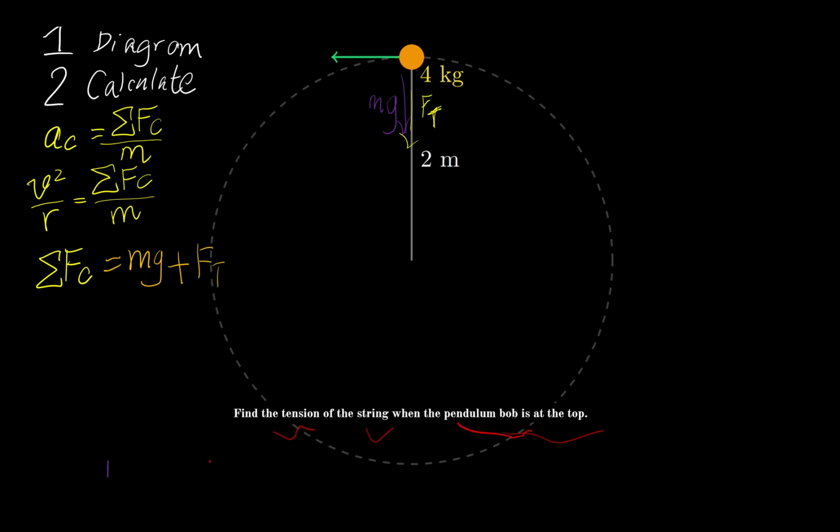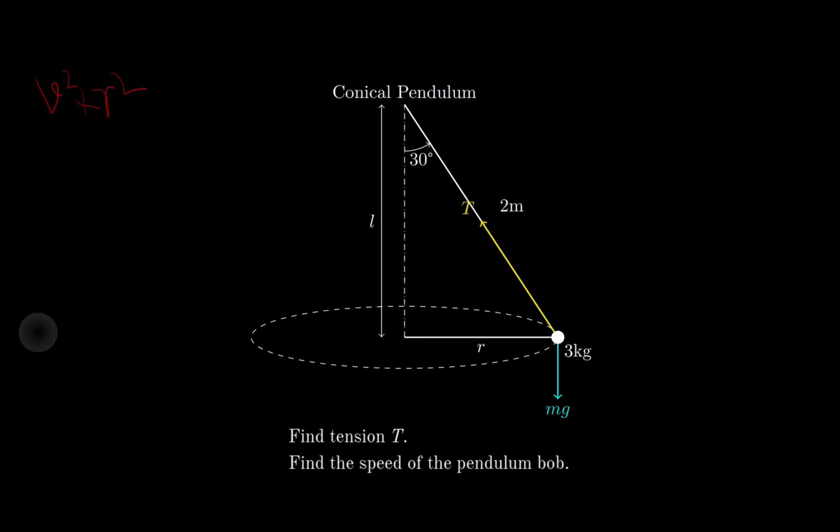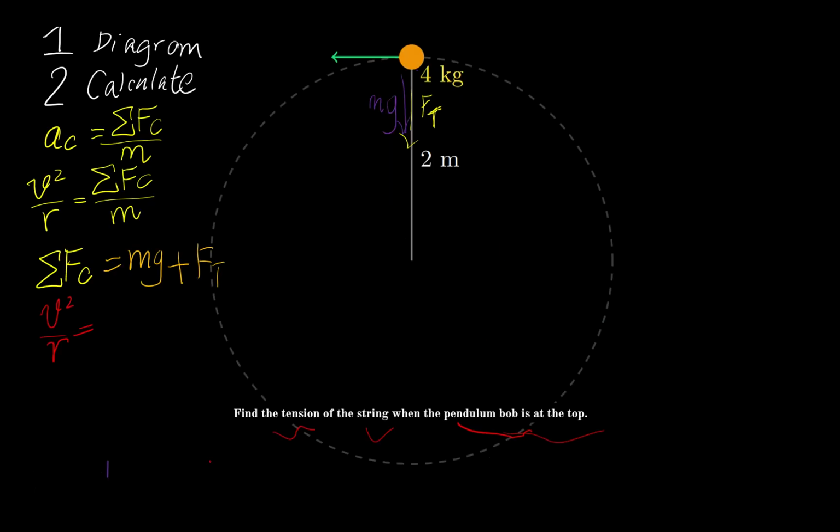So in this case, we have the formula that v squared over r is equal to the sum of forces over m, which is mg plus F_T over m. It's pretty confusing. Let's plug it into the equation.